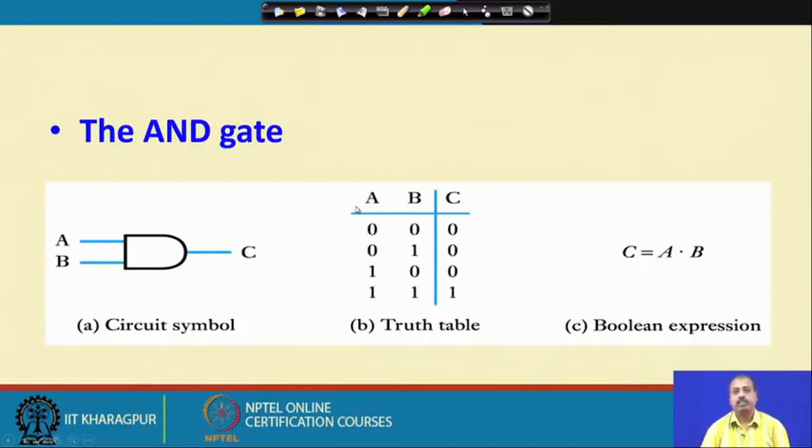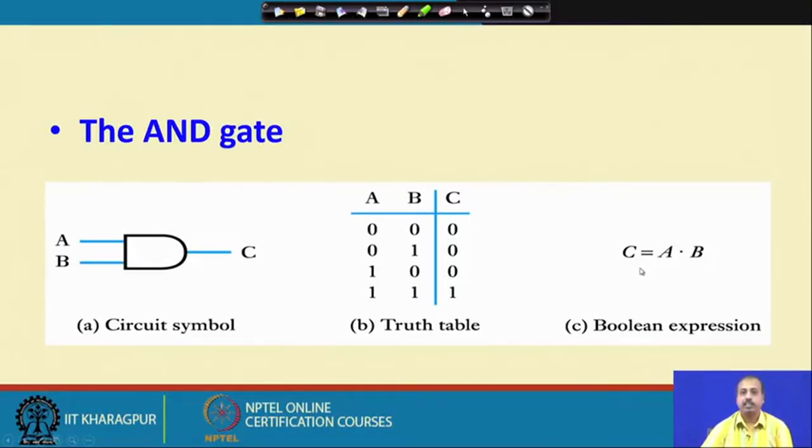A truth table tells what is the functionality implemented by the corresponding logic element. As the name suggests, this is an AND gate. Only when both the inputs A and B are equal to 1, we will have output C equal to 1. When the inputs are 0 0, output is 0; 0 1 then also 0, 1 0 then also 0, and 1 1 is 1. This is the truth table, and in terms of a Boolean expression, this is an AND of A and B, 2 variables. So, C equal to A AND B.